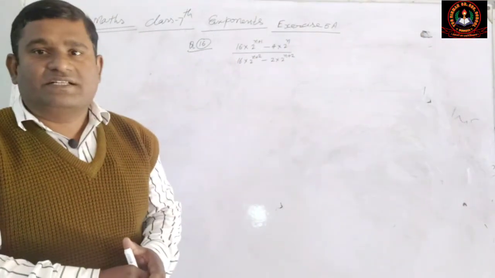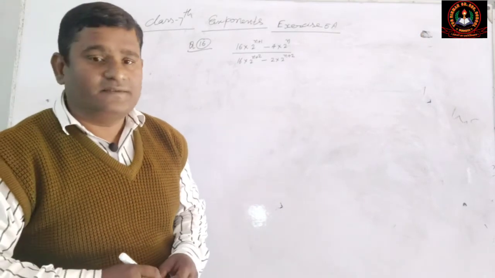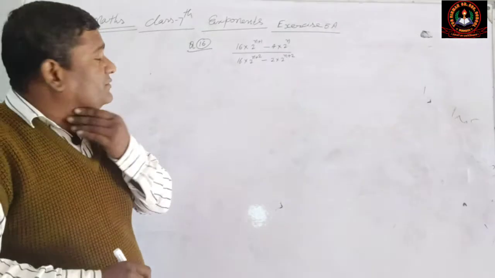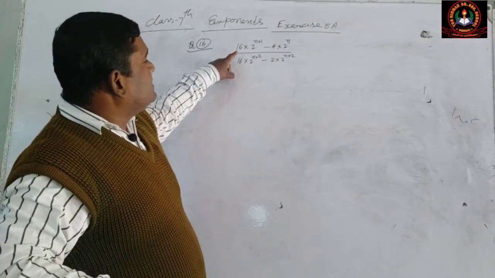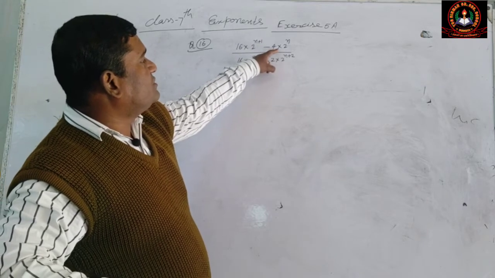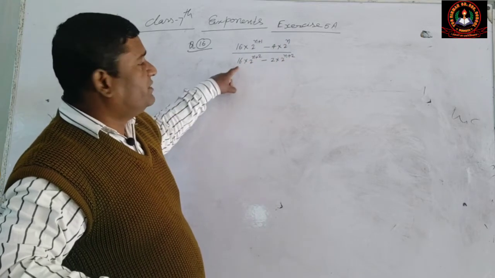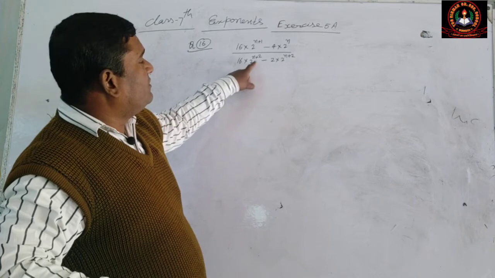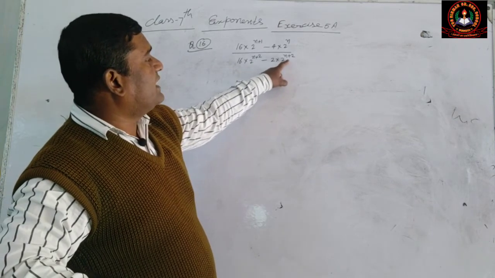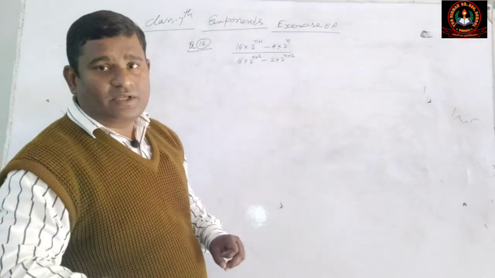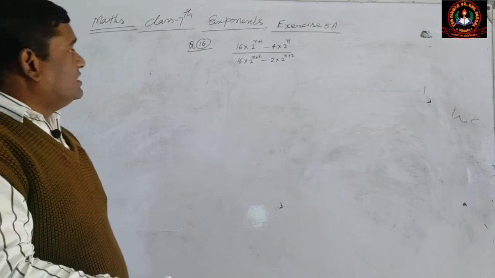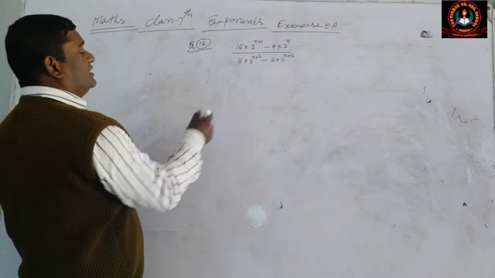Now we see question number 16, and the question is: simplify. The question is (16 into 2 to the power n plus 1 minus 4 into 2 to the power n) whole divided by (16 into 2 to the power n plus 2 minus 2 into 2 to the power n plus 2). Okay, and the question is to simplify this. Now we see how we will simplify this question.